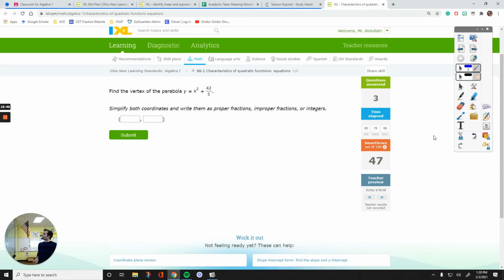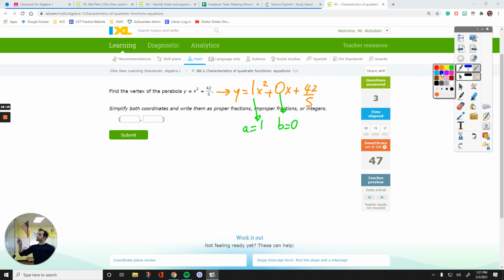So step 1, rewrite the equation so you can see the a, b, and c values. You have 1x squared plus 0x, since I don't see any x in there, plus 42 over 5. Now the a value equals +1, and then the b value equals 0, because the number I have in front of x is 0.